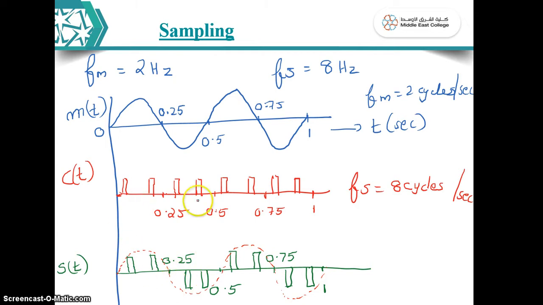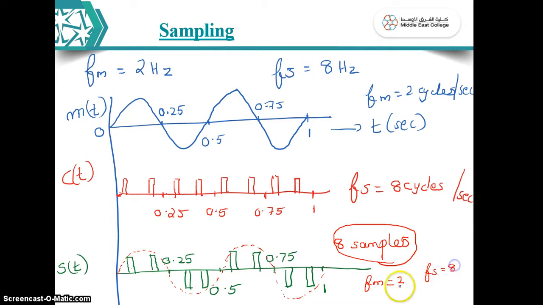So how many samples have I taken here for this message signal? I have taken 1, 2, 3, 4, 5, 6, 7, 8. 8 samples I have considered. So this message signal is now represented with 8 samples. Now check, Fm was only 2, and the sampling frequency Fs, the number of samples, is 8. Of course, here Fs is greater than Fm. But how much greater? Around 4 times.